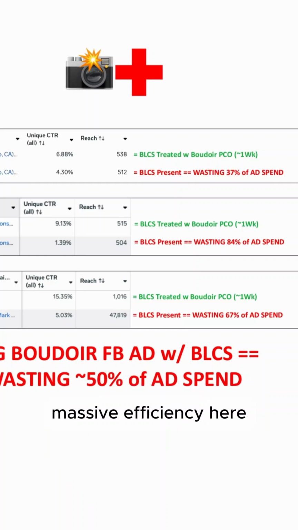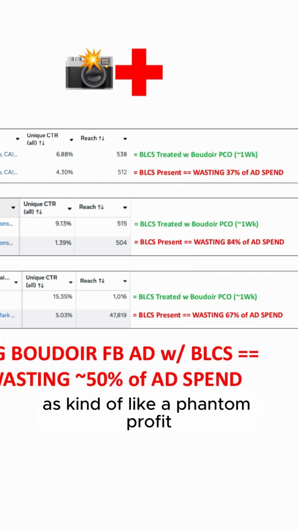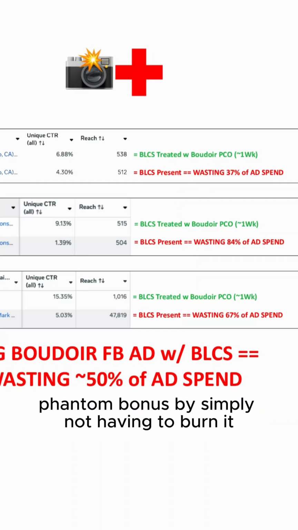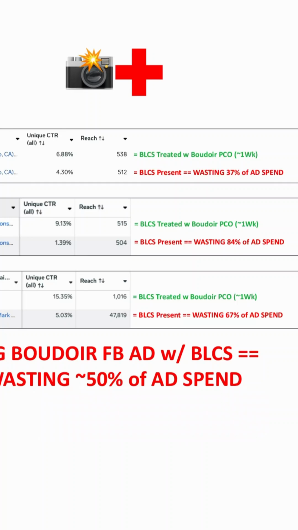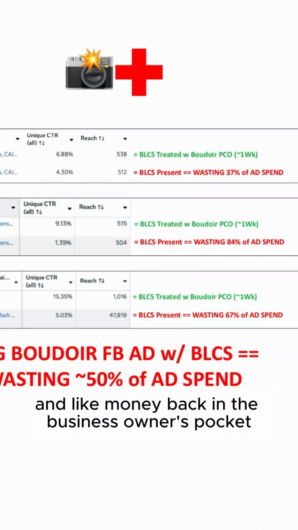So, massive efficiency here. So it's $8,400 a month, literally, that the Boudoir photographer can pocket as kind of like a phantom profit, phantom bonus by simply not having to burn it. And that's like 100K over the next 12 months in like money back in the business owner's pocket.